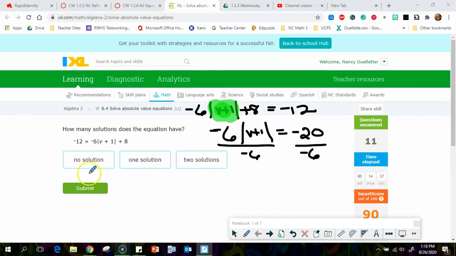We don't have to finish it. We just need to find out if it's got a solution. I think I did that right. Let me make sure I copied everything right. I think I did. Okay, so this is going to be absolute value of b plus 1 equals 20/6, which is 10/3. It doesn't matter. But we can set this up two different ways, so it's going to be 2 solutions.